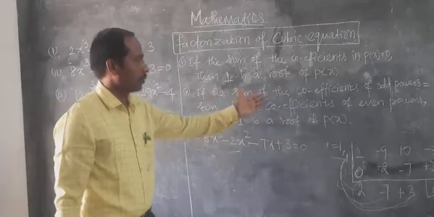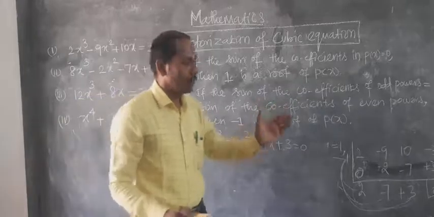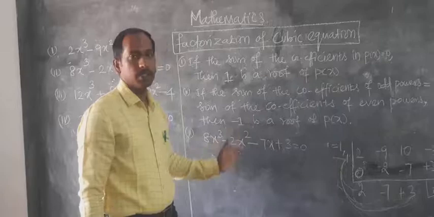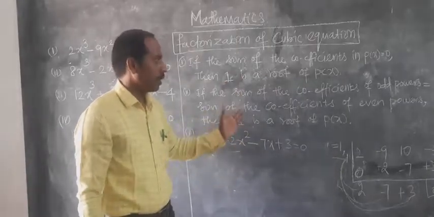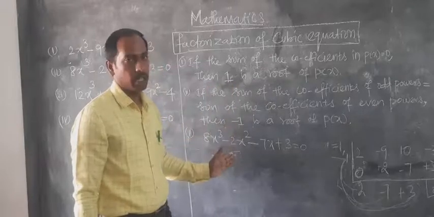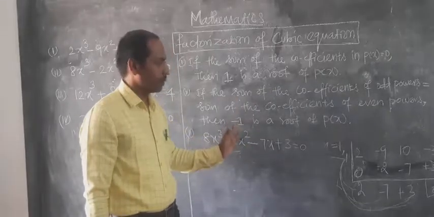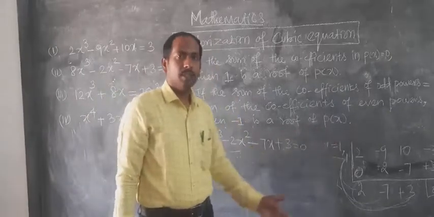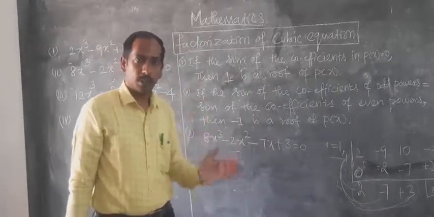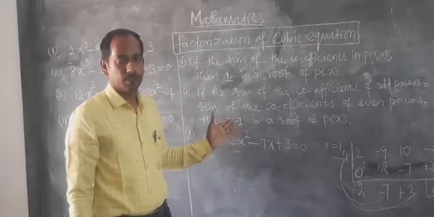Otherwise, if the sum of the coefficients of odd powers equals the sum of the coefficients of even powers, then take minus 1 as a root of this equation. This is a shortcut idea to find whether 1 or minus 1 is a root or not. Suppose you find the two conditions are not satisfied, then we want to use the synthetic method, because we want to start from 2 or 3 or minus 2 or minus 3. Likewise you have to substitute. No need to substitute 1 and minus 1. No need to waste your time.